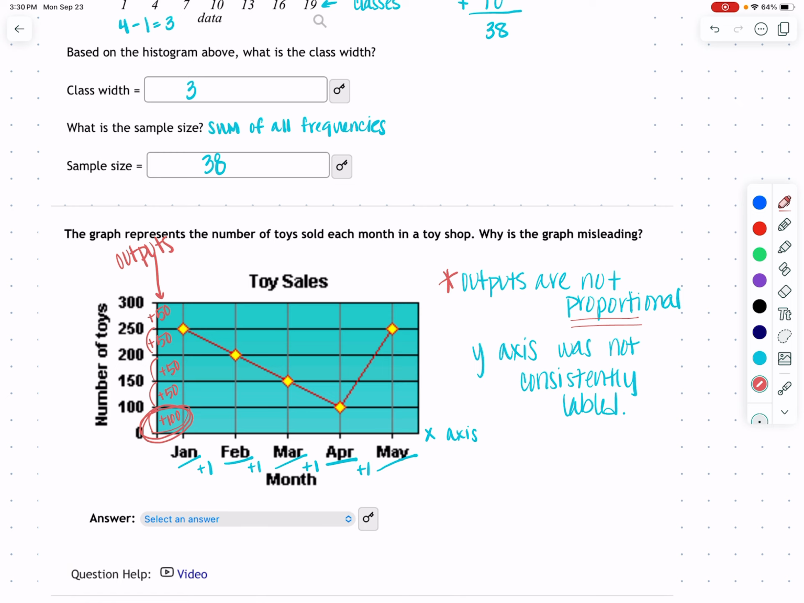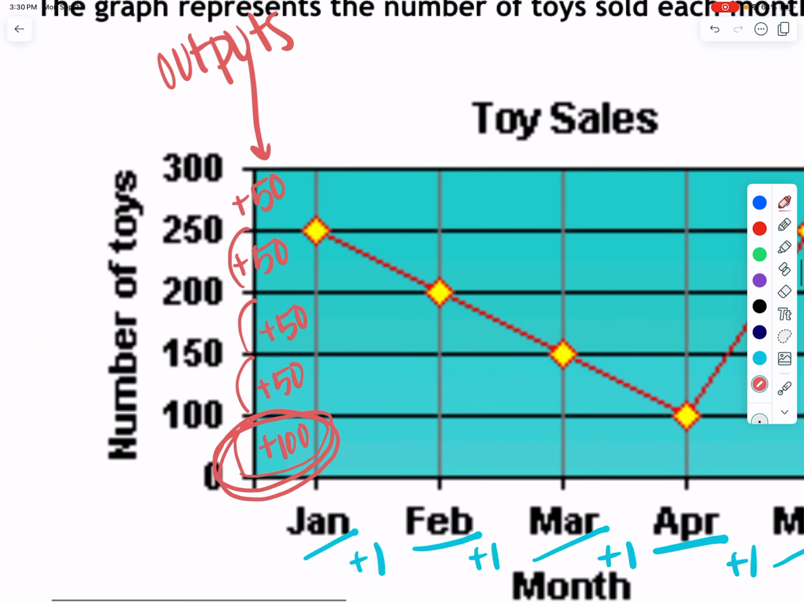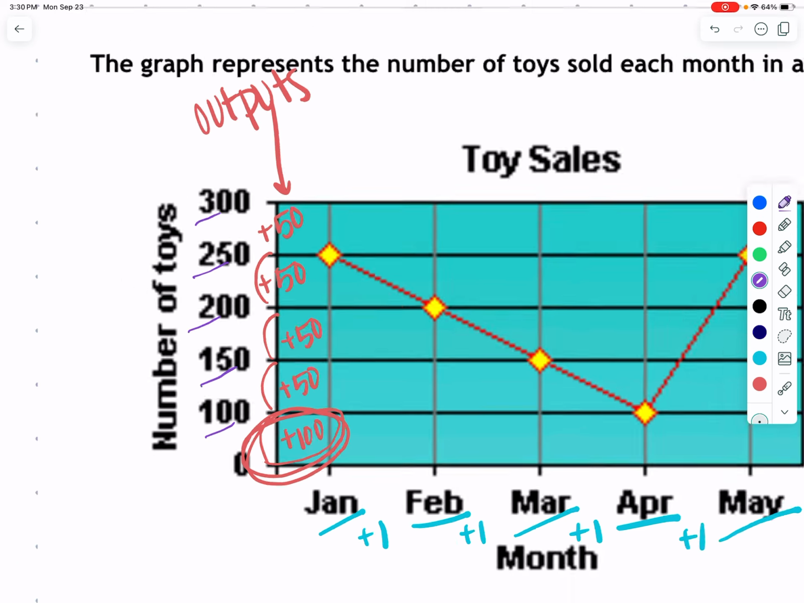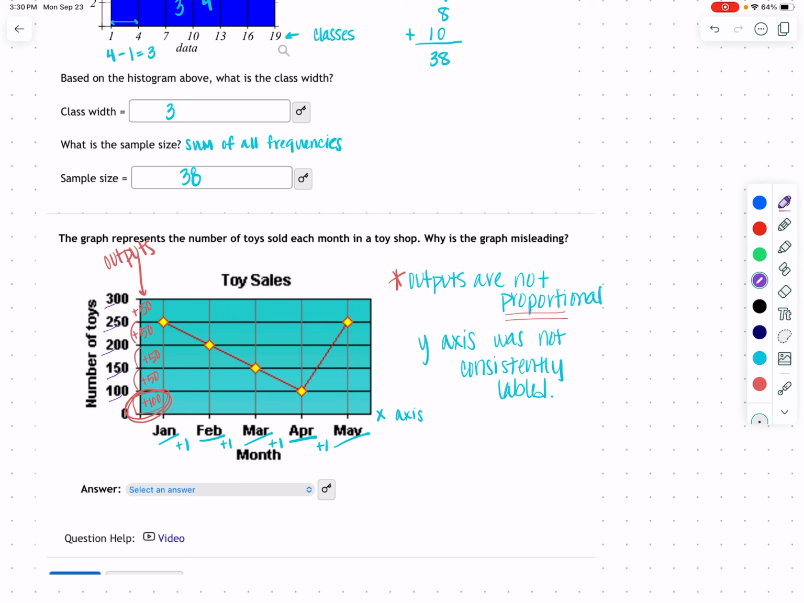The other option was that the y-axis was not consistently labeled. And to me, if you have consistent labeling, then the change between each of these would be the same, and they're not. So depending on which one of these you answered, you should have gotten credit for both of them because you could make a case for both of them to be correct.